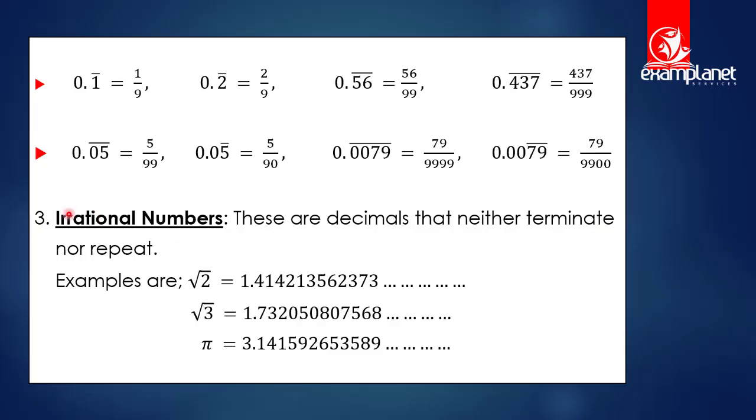Now we have irrational numbers. These are decimals that neither terminate nor repeat. When you divide them, you just see several numbers after the point. They will not repeat, they will not terminate, you just keep writing several numbers. These are called irrational numbers. Examples are square root of 2, which is 1.414213562373 and so on, root 3, which is 1.73205 and so on, and pi, the real value of pi, not the approximated one, 3.141596. They don't terminate, they don't repeat, so they are numbers you cannot correctly express as fractions.